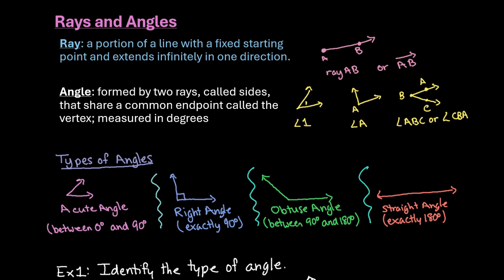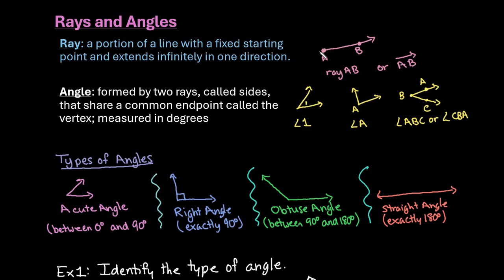Hi, for this video I want to discuss rays and angles. Rays are a portion of a line with a fixed starting point and it extends infinitely in one direction. So here's an example of a ray. This would be named as ray AB, or you can use the symbol for AB.